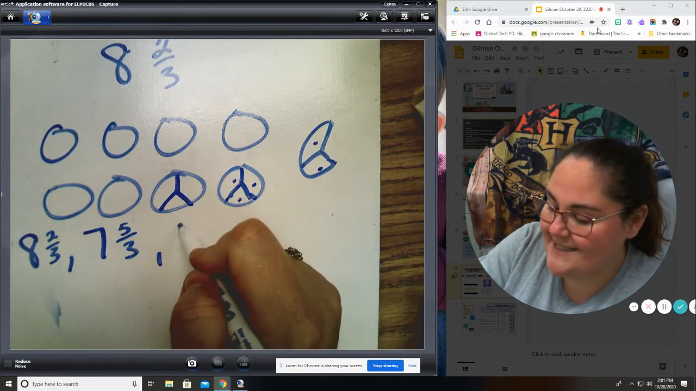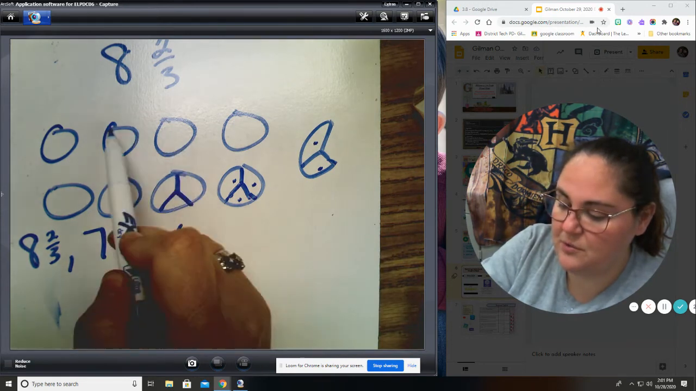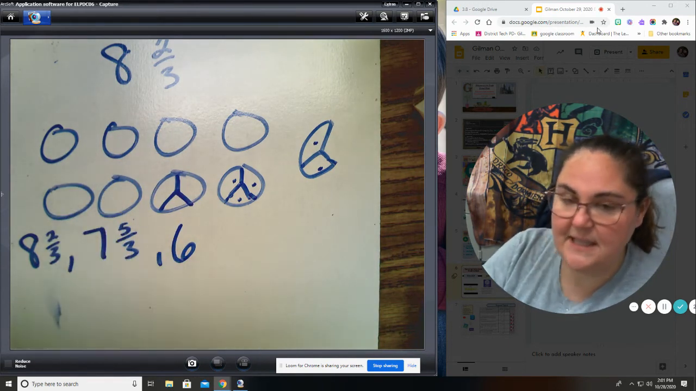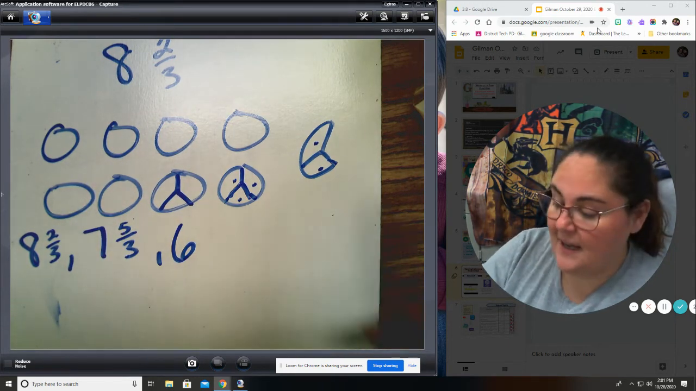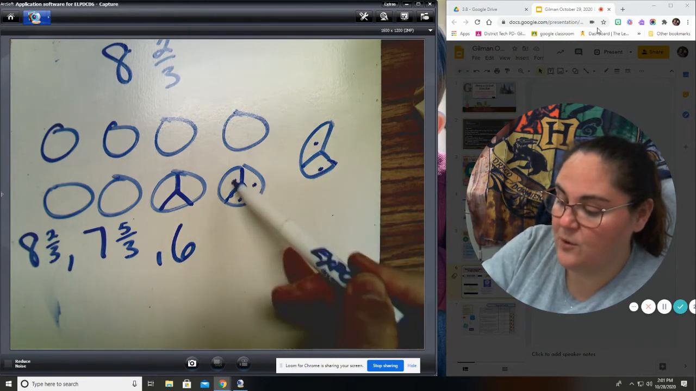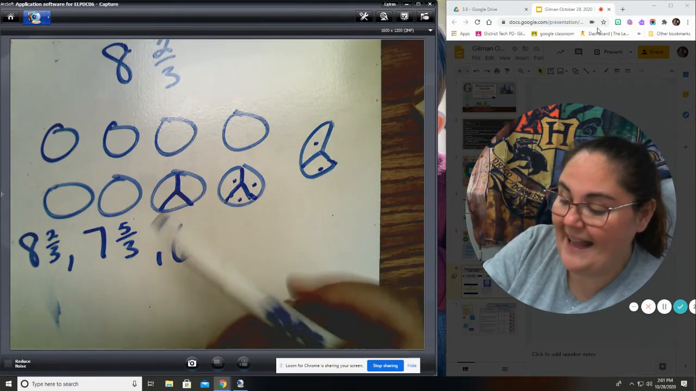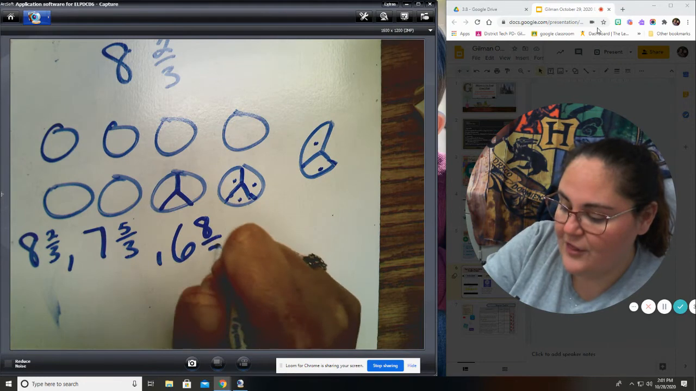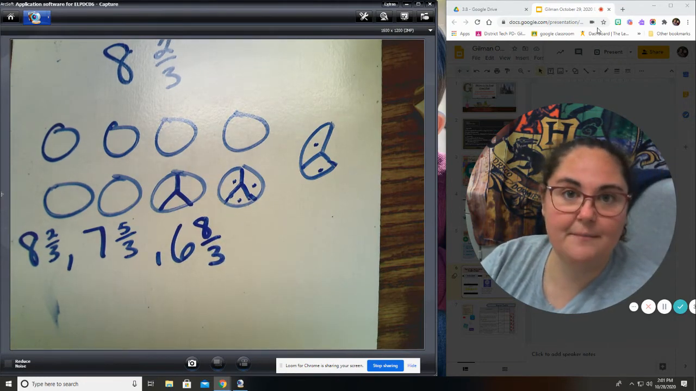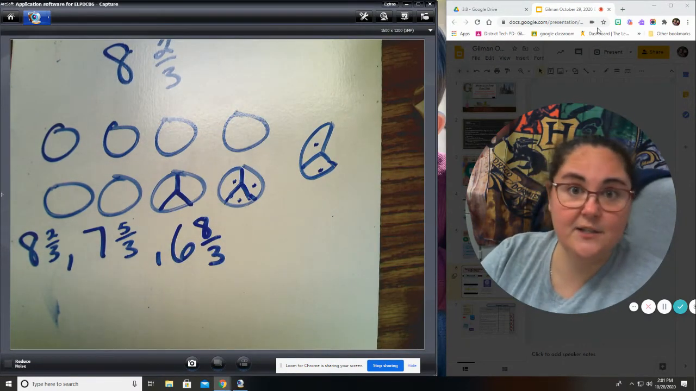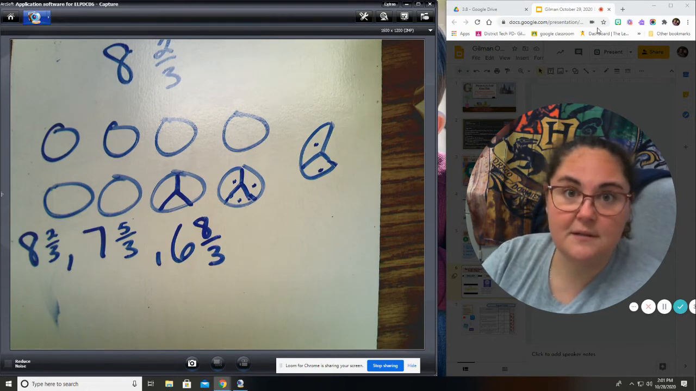Now I have 6 wholes. 1, 2, 3, 4, 5, 6. And then I have 1, 2, 3, 4, 5, 6, 7, 8/3. My denominator stays the same. You can keep going until you have 0 as your whole number.